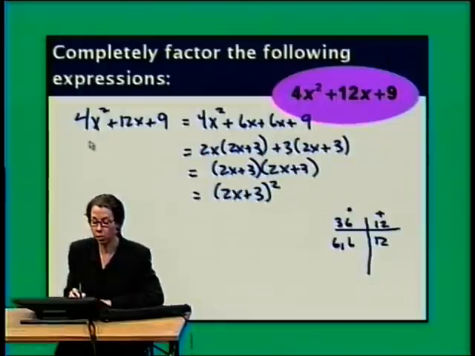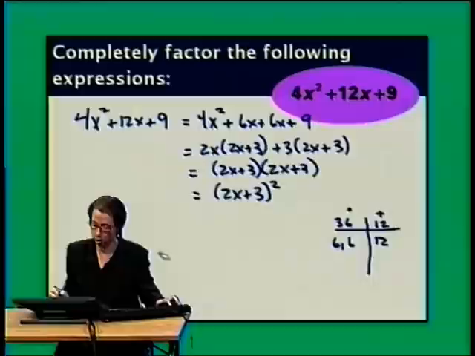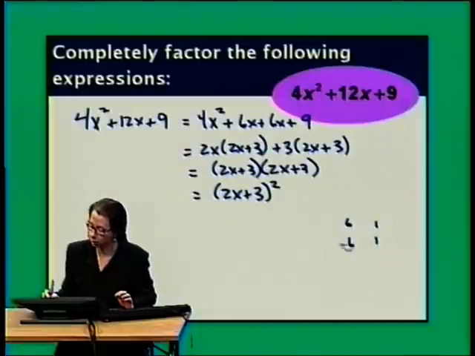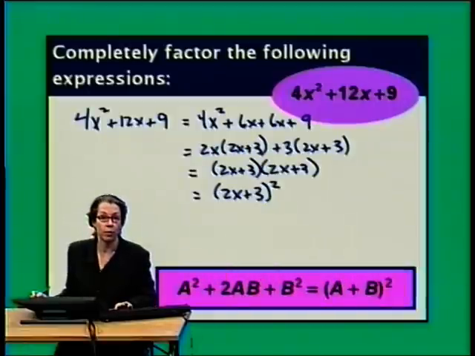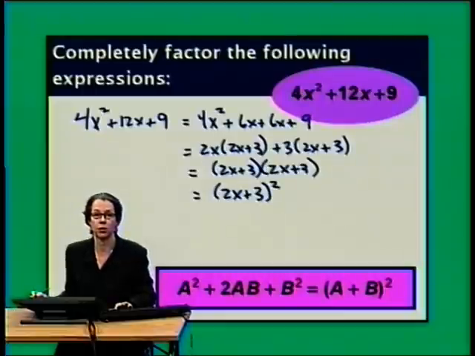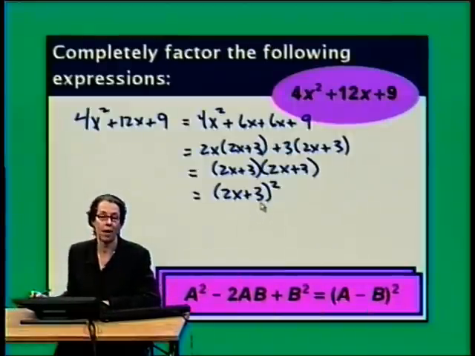The trinomial we started with is an example of a perfect square trinomial. I could have recognized that and written down the factorization right away. And just to remind you of what those formulas are, one form of a perfect square trinomial looks like this: a squared plus 2ab plus b squared factors into a plus b squared. That's what we have here, where a is 2x and b is 3. And the other form has a minus 2ab term, and that factors into the quantity a minus b squared.